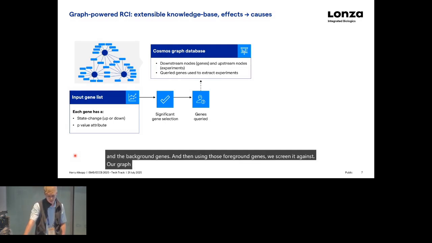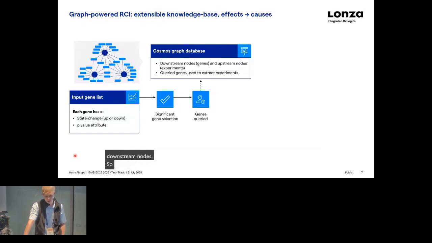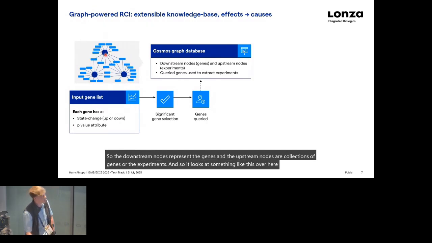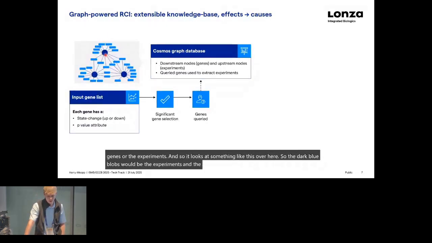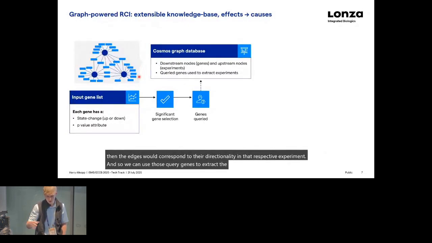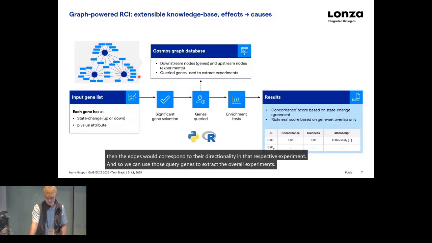In here, we've got two different types of nodes. We have upstream and downstream nodes. The downstream nodes represent the genes, and the upstream nodes are collections of genes, or the experiments. It looks something like this over here. The dark blue blobs would be the experiments, the upstream nodes, and the light blue ones would be the genes. You see that some genes can be shared between experiments, and then the edges correspond to their directionality in that respective experiment. We can use those query genes to extract the overlapping experiments and then run the enrichment tests.